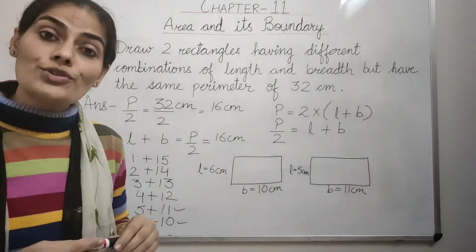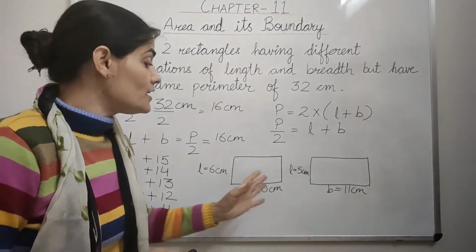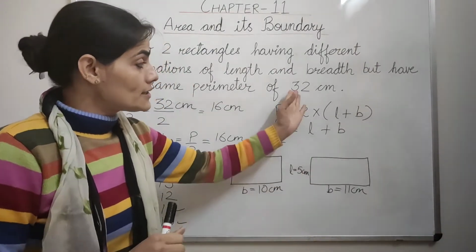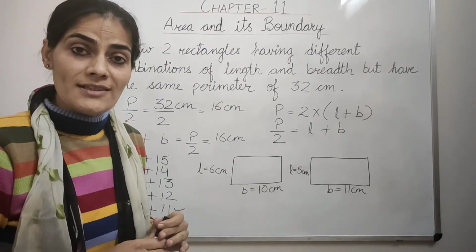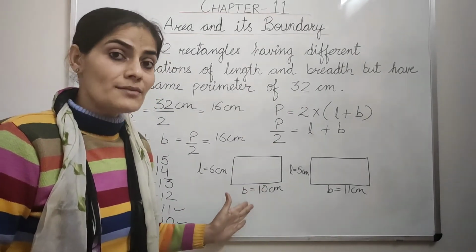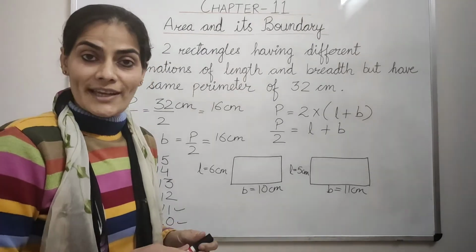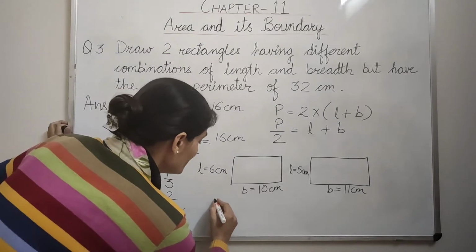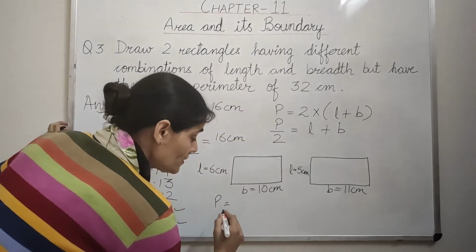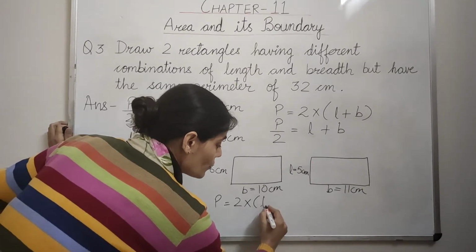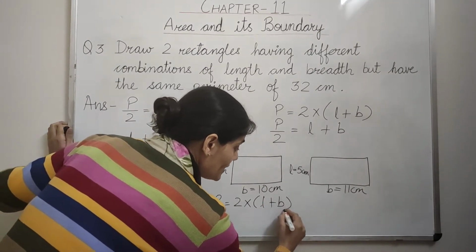Now if you want to check whether with these two combinations of length and breadth, we are getting the same perimeter of 32 centimeter, simply apply the formula of finding the perimeter, put the values and you will get your answer. So shall we check? Let's check, no problem. What is the formula for finding perimeter? It is 2 times the sum of length and breadth.